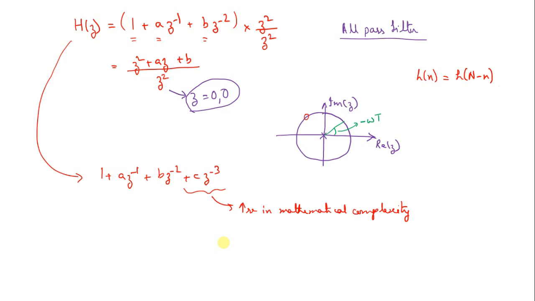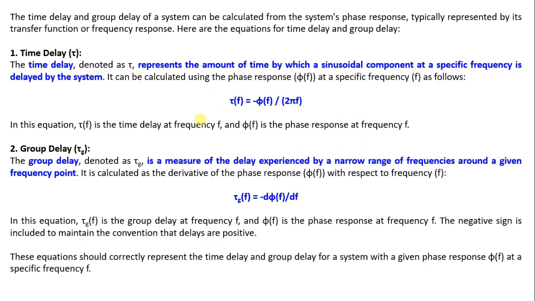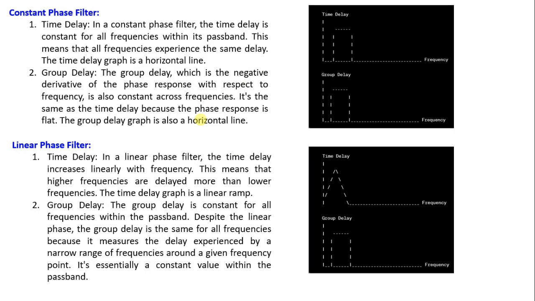We have already discussed that all the poles would be at the origin. Then again, the time delay and group delay, what are the equations? A note on this has been provided over here. Now there can be two types of filters. One is the constant phase filter and the other is the linear phase filter.